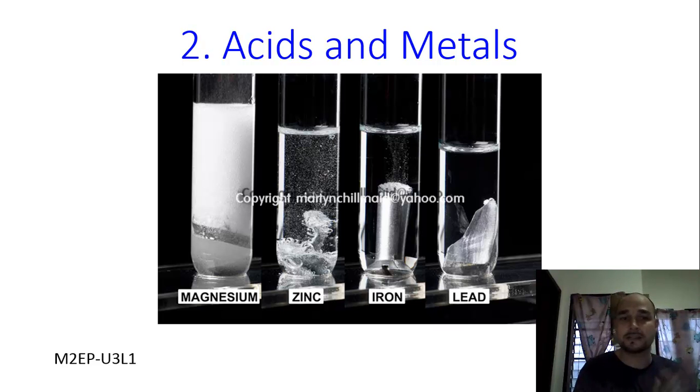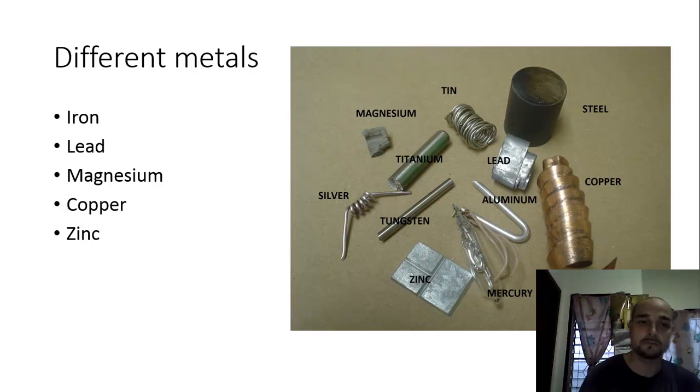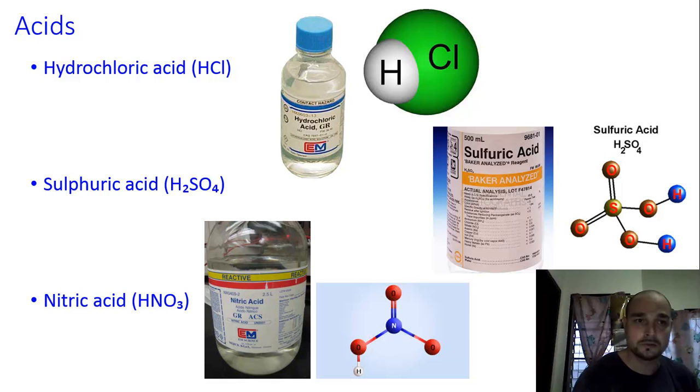This is number 2, acids and metals. And you will see a picture there of a couple different types of metal, magnesium, zinc, iron, and lead being mixed with an acid. So here's another picture of different metals. You know this already. Iron, lead, magnesium, copper, and zinc, all very common metals.